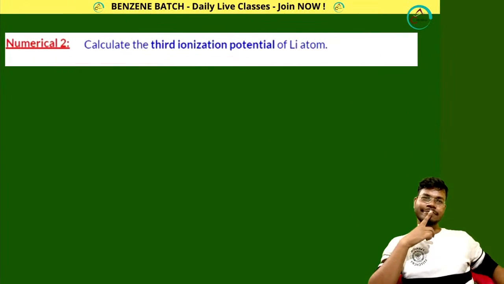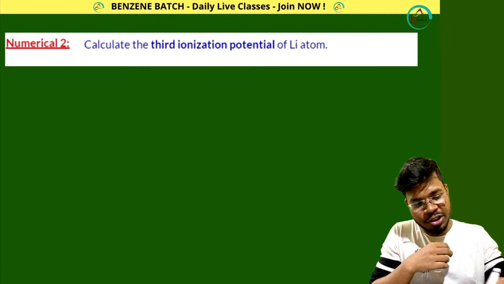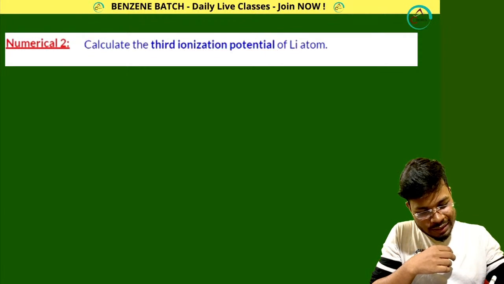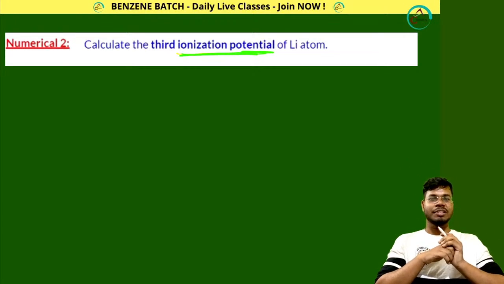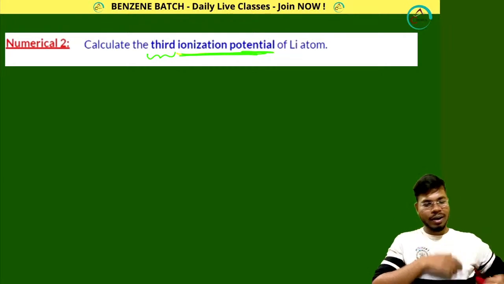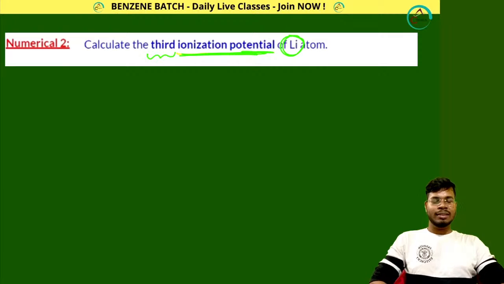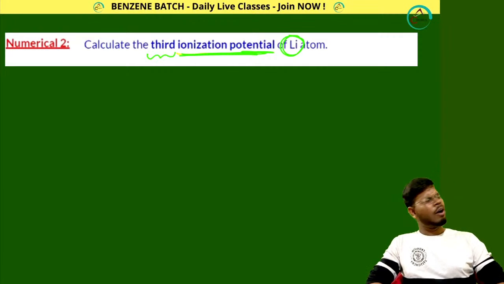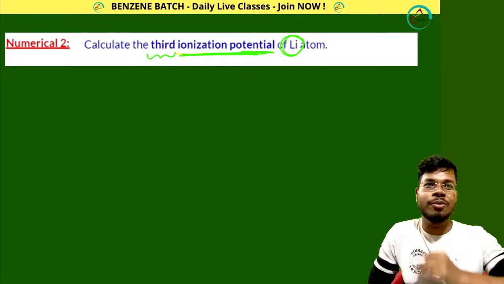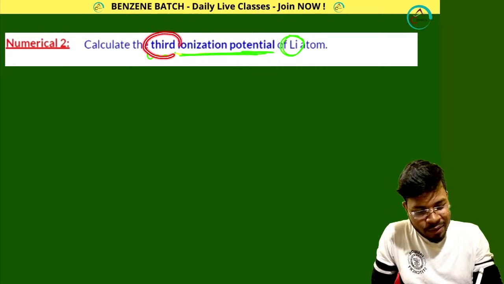This one. If you think this question is easy, yeah, it's easy. But I taught you this concept of ionization potential, how to calculate that. Ionization potential, IP. But I am asking you to get the third ionization potential for lithium atom. For lithium atom, calculate the third ionization potential. Can you calculate this? Guys, one question. Can you understand why I am asking you to calculate the third ionization potential?